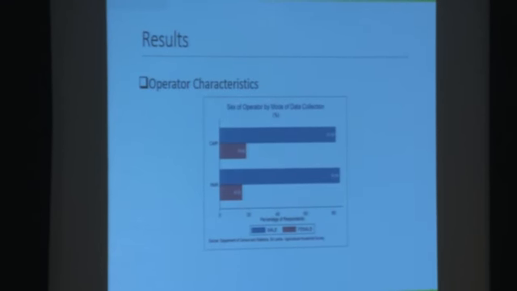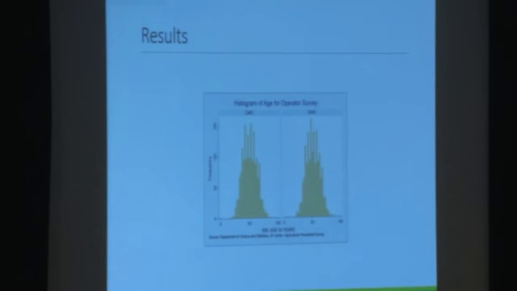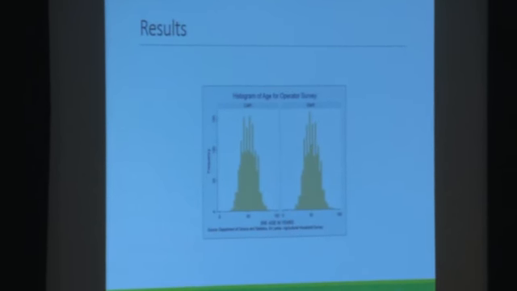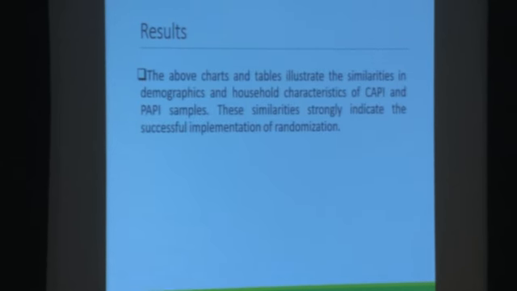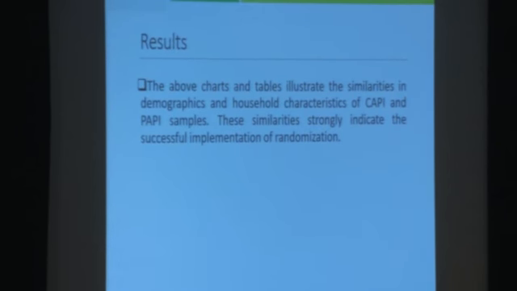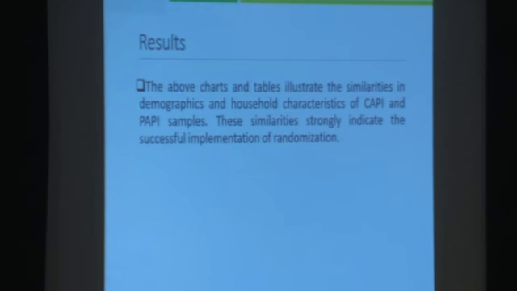This is the second part of the survey. Actually, we did two surveys using one questionnaire. And this is the second part, sex of the operator by mode of data collection. We can see a significant difference, and the same for age distribution, and no significant difference in the marital status of the operator. The above charts and tables illustrate the similarities in the demographic and household characteristics of CAPI and PAPI.